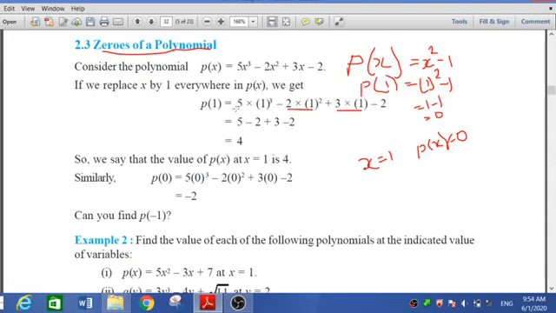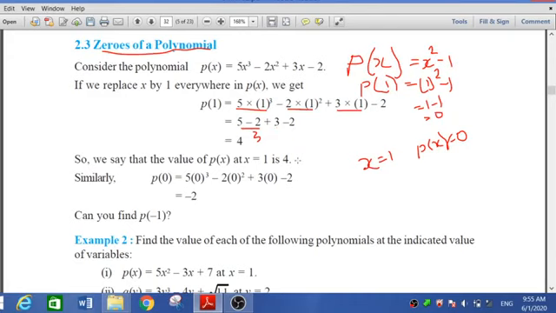Again, the DMAS rule is always to be remembered. First of all you have to simplify this. So 5 into 1, 5. 2 into 1, 2. 3 into 1, 3 and minus. Now we can see that 5 minus 2, that is 3, and 3 minus 2, that is 1. So 3 plus 1 is equal to 4. So here we can say if we put a value of x equal to 1, we get p of x equal to 4. So again we can say it is not a zero of polynomial. We can say zero of polynomial only if we get answer 0.